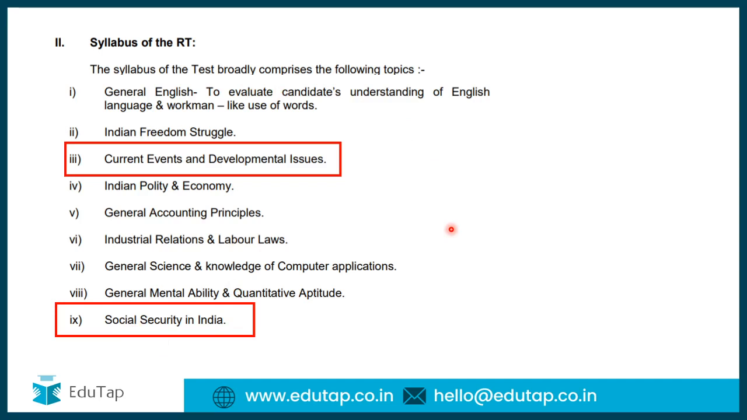But in this series, we have picked up the component of social security in India, because most of the questions related to schemes are related to this particular component. And in the coming lectures, we are going to discuss some very important current events and developmental issues also, which are important for the examination.